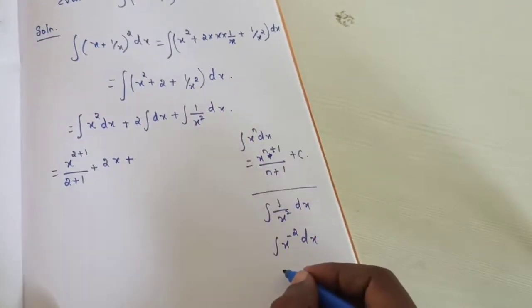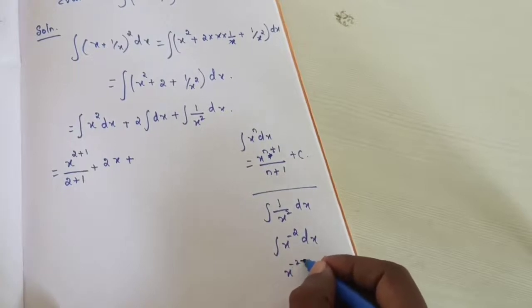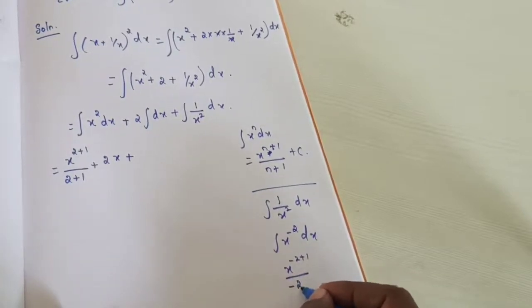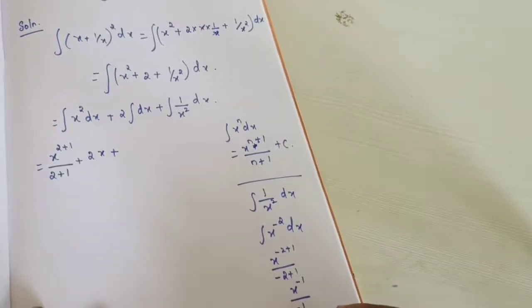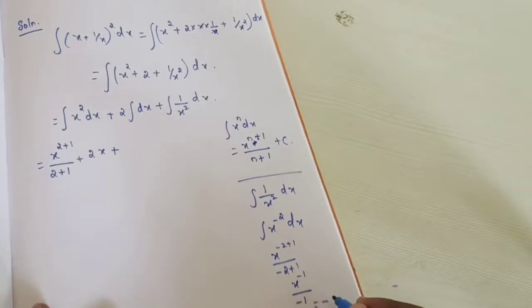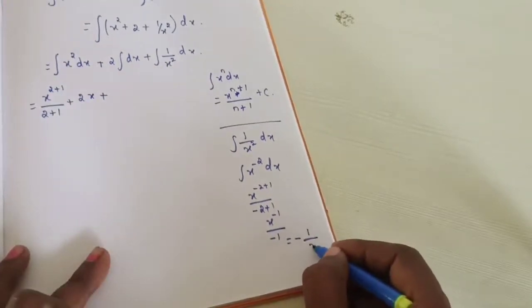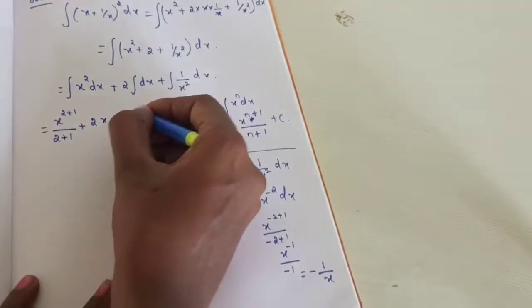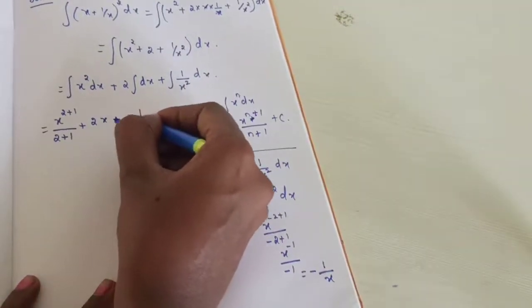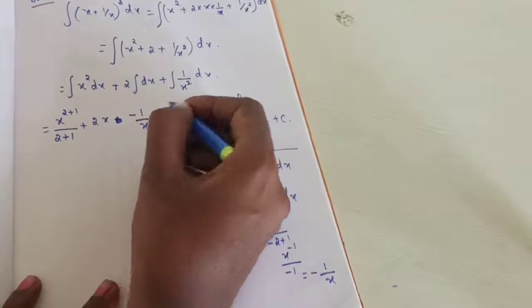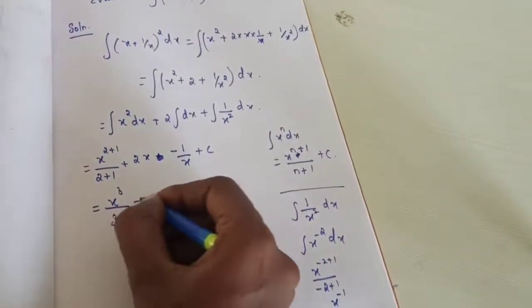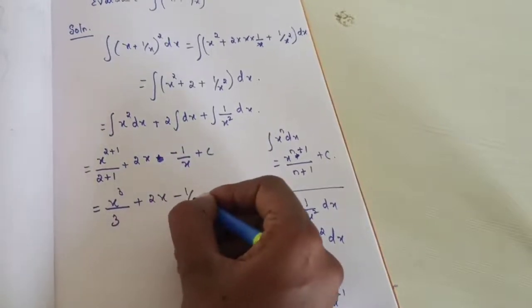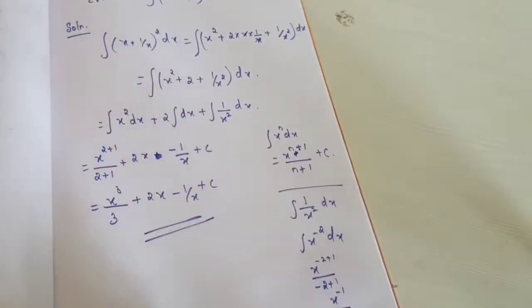Now apply. So x power minus 2 plus 1 divided by minus 2 plus 1 is. So what will happen? x power minus 1 divided by minus 1. Correct? So you can bring this to the denominator. So minus 1 by x. Now substitute this value here. Okay, minus 1 by x plus c. This is the answer. That's equal to x power 3 divided by 3 plus 2x minus 1 by x plus c. This is the answer.